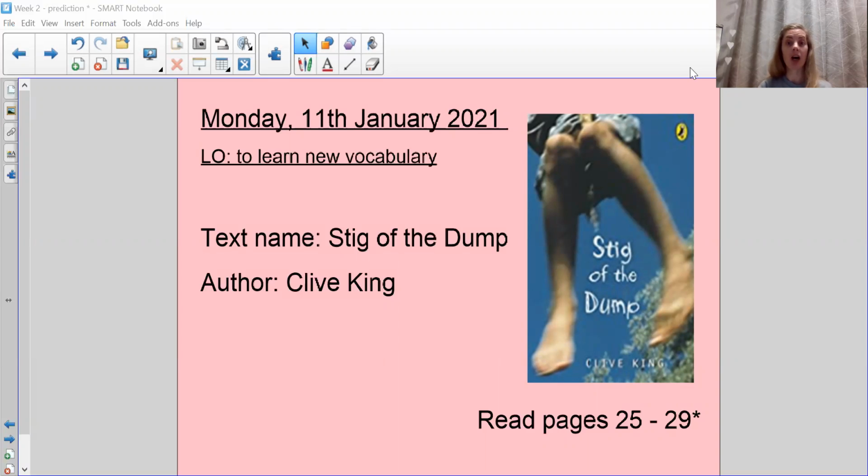We're going to be doing our reading lesson, and it's going to be our general vocab lesson. So we're going to be looking at new vocab, which is our learning objective for today. We're going to carry on reading some more of our book, which is Stig in the Dump. And hopefully by the end of this lesson, you will be able to know some new words.